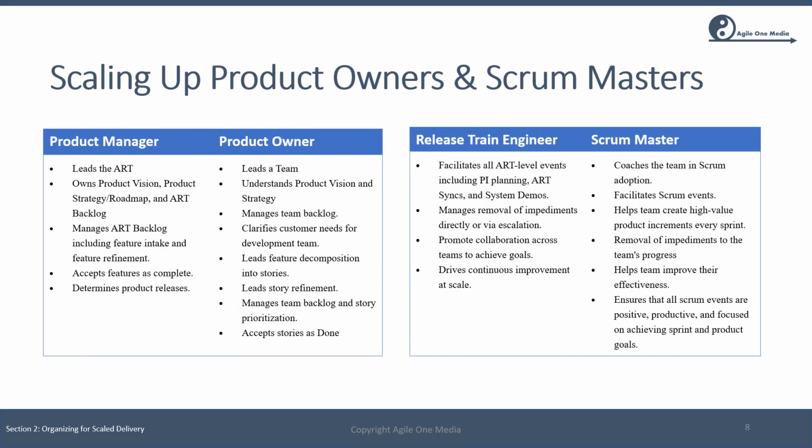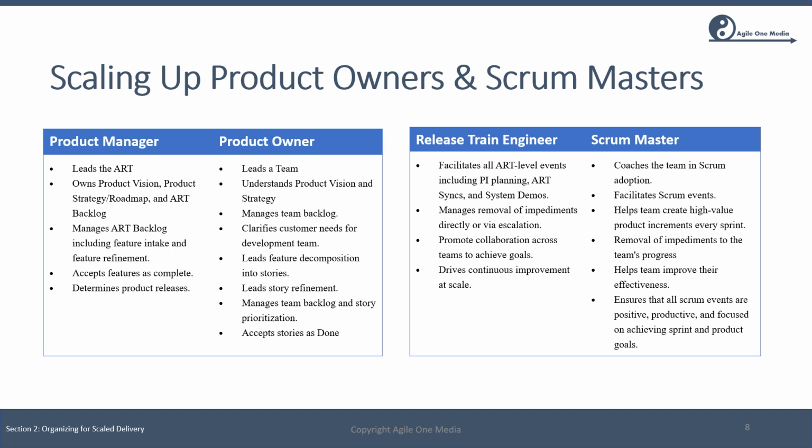Now let's look a bit further at the division of responsibility between product managers and product owners and RTEs and Scrum Masters. So on the product management side, the product manager basically leads the ART, owns the product vision, product strategy, roadmap, and ART backlog, manages the ART backlog, manages feature intake and feature refinement, accepts features as complete, and determines, in collaboration with business stakeholders, product releases.